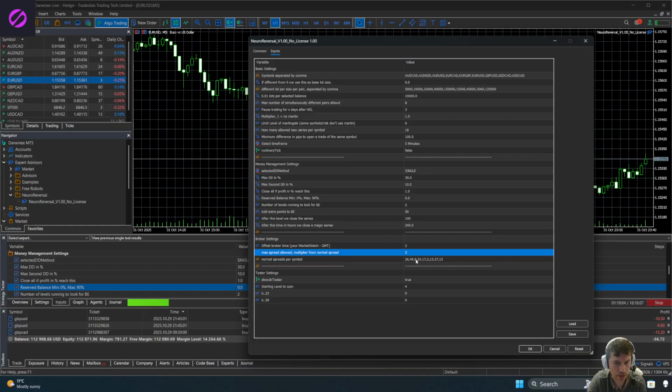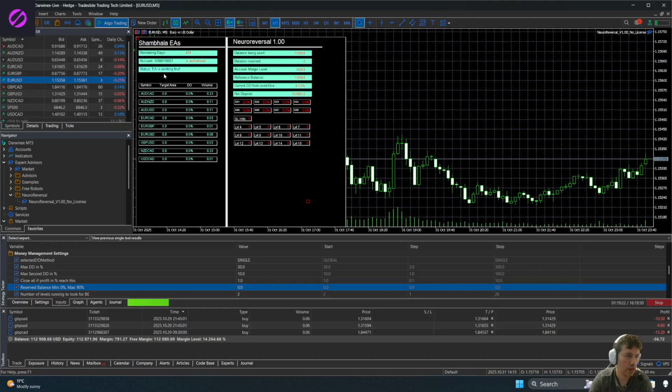So we have different spreads per symbol. You can see them in this column here in the market watch, and this is only for testing. So let's say okay, and this is the user interface. Here you have the Zambala EAs. This is one of my EAs. This EA is NeuroReversals first version. This is mostly for testing.